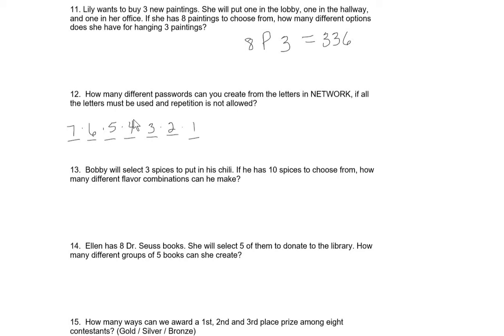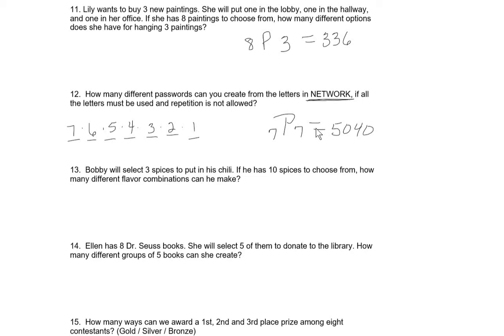Okay. But I should also know that because I'm choosing from one group of things and repetition is not allowed and order matters, because it's a password, order matters, that this is a permutation. And I'm choosing from 7 different letters, and I'm choosing all 7 of them. So I have 5,040.